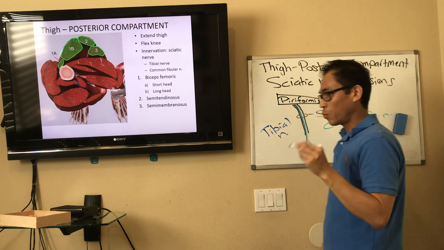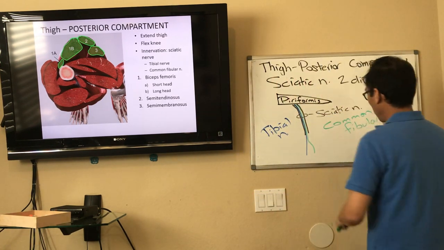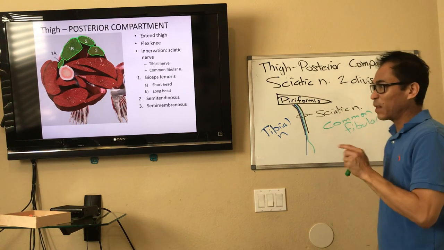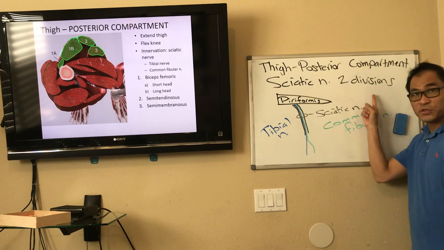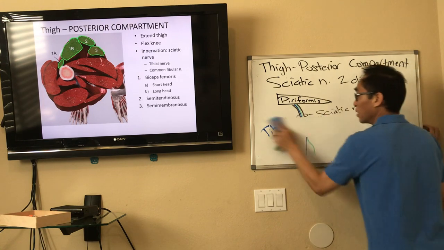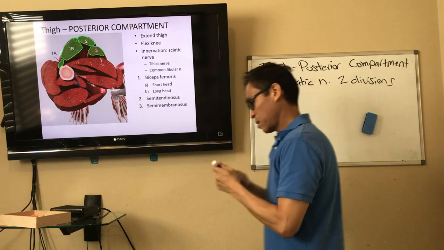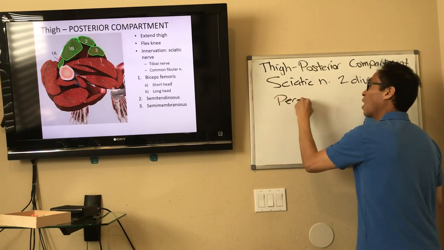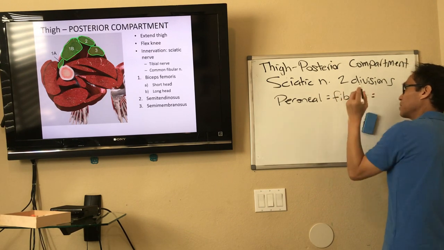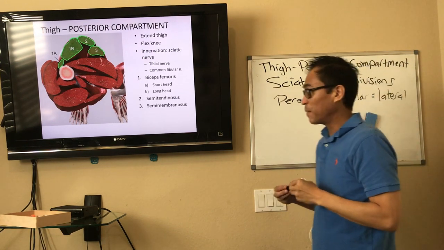In your studies, if you ever see the word peroneal, know that peroneal equals fibular equals lateral. Please remember, your fibula is your lateral leg bone. So know the sciatic nerve, know its two divisions, tibial, common fibular nerve. And the last thing I said, also know, the term peroneal is the same thing as fibular, same thing as lateral. Your lateral leg bone, fibula.